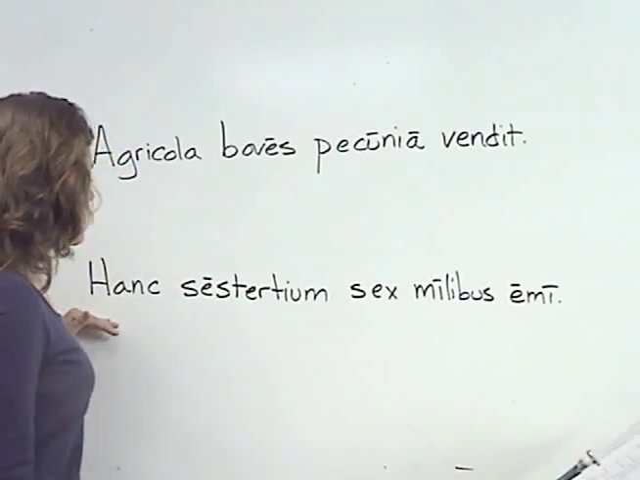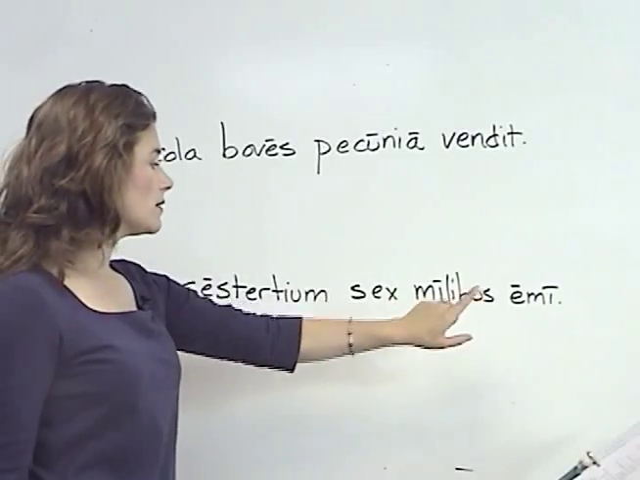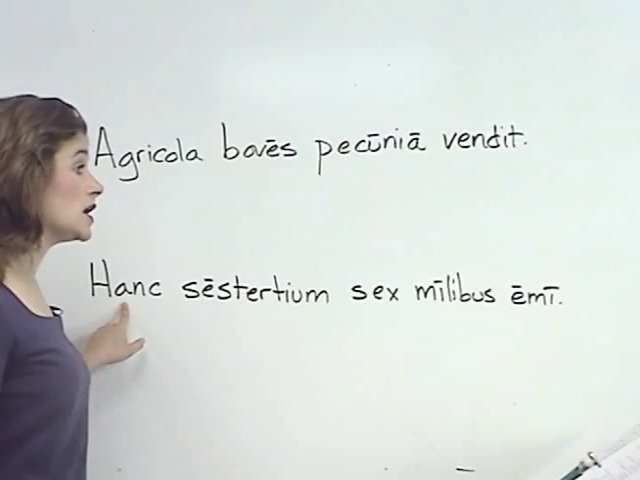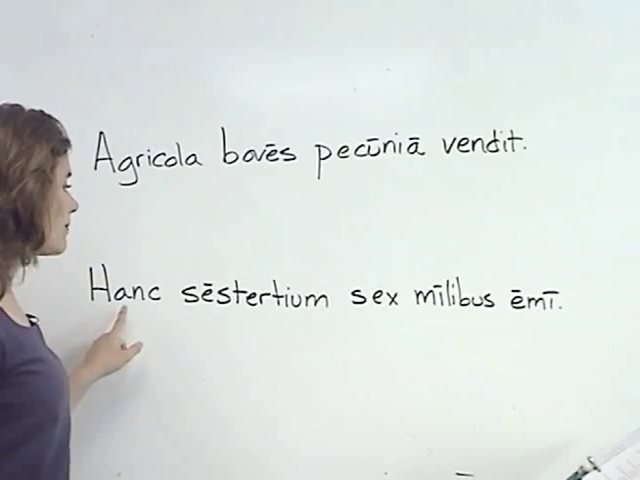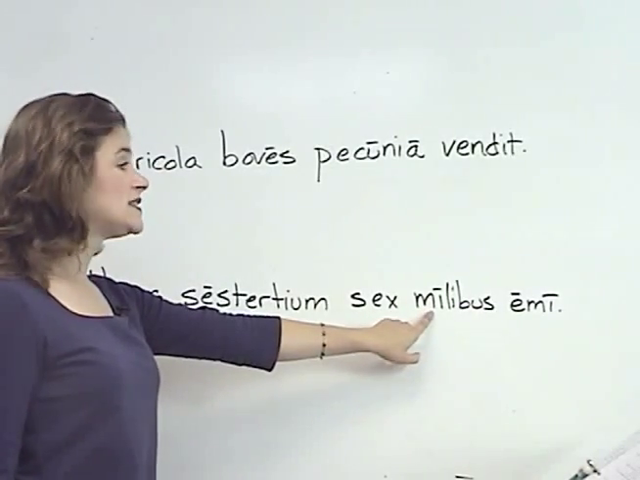I've written the next example on the board as well. Hanc sestertium sex millibus emi. I bought, hanc, this thing. Here we have the demonstrative acting as a pronoun. I bought this thing. Sex millibus, for 6,000s.